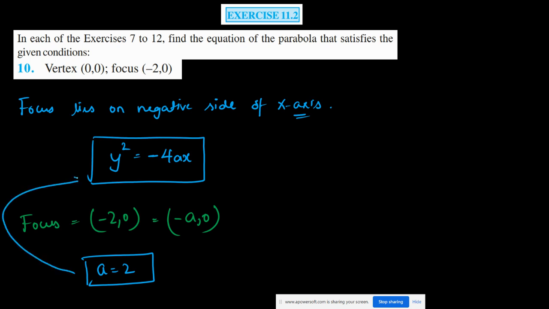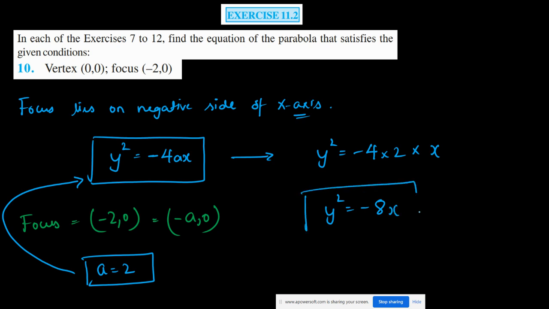The same thing can be substituted back in this particular equation. Upon substituting, I will be getting y square is equal to minus 4 multiplied by 2, since the a value is 2, multiplied by x. y square is equal to minus 8x. This is going to be the final answer.